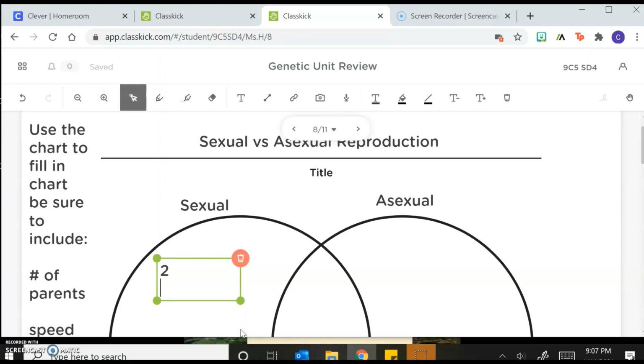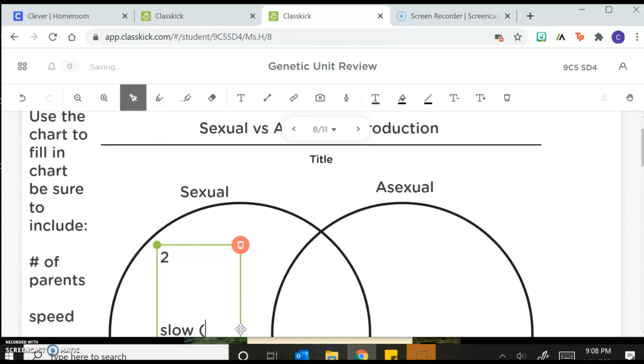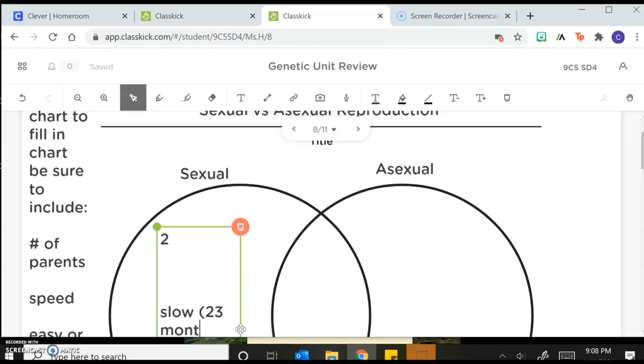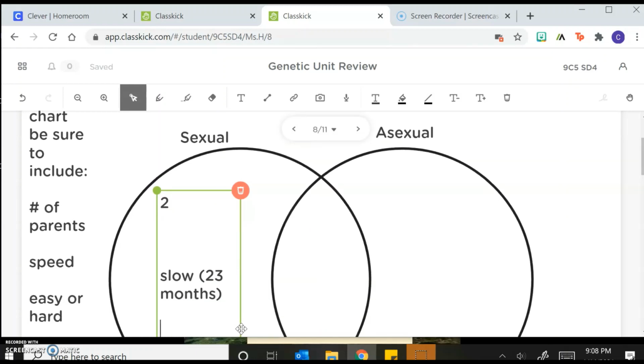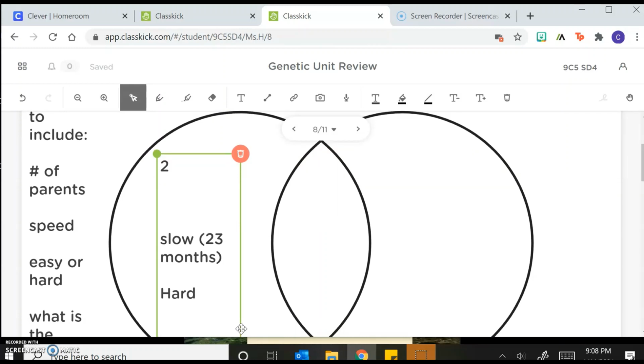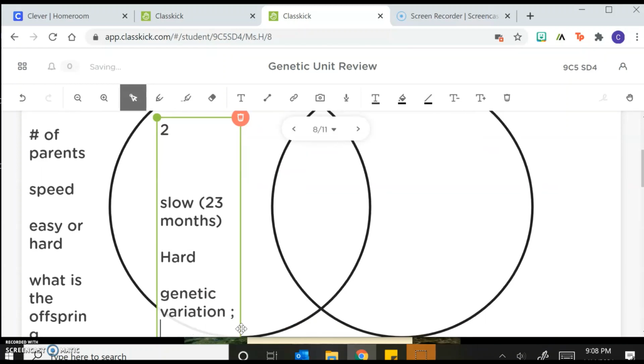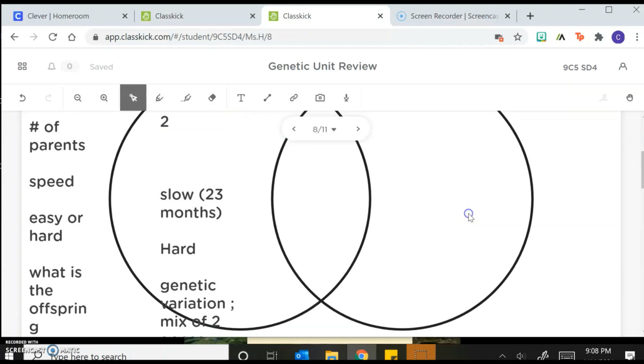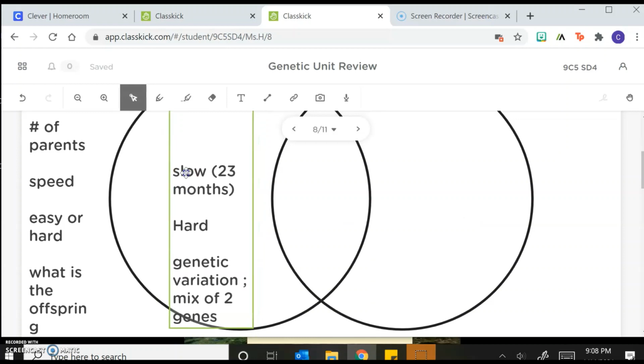So I know they have 2 parents. It is a slow process. It can be up to 22 or 23 months. I know that it is difficult. It is very hard because I have to find a mate. It takes a lot of energy. The egg and the sperm have to meet. The zygote has to grow. It's so difficult. And the offspring has genetic variation. It is a combination, a mix of 2 people, of 2 different sets of genes. So that is my answer to that side.